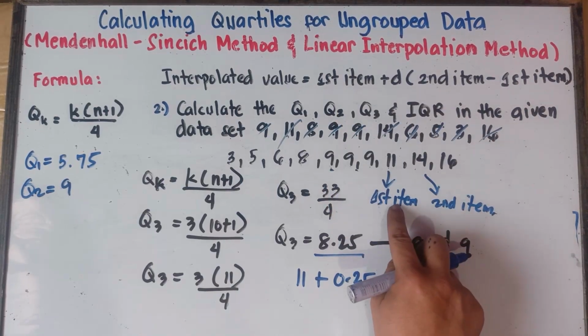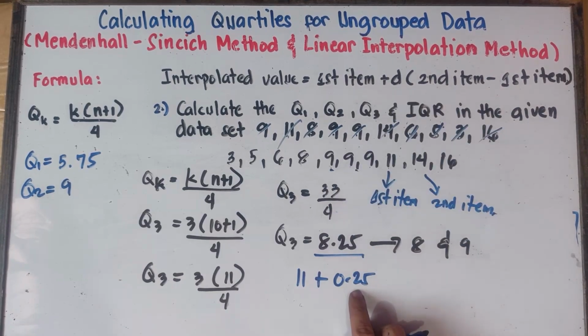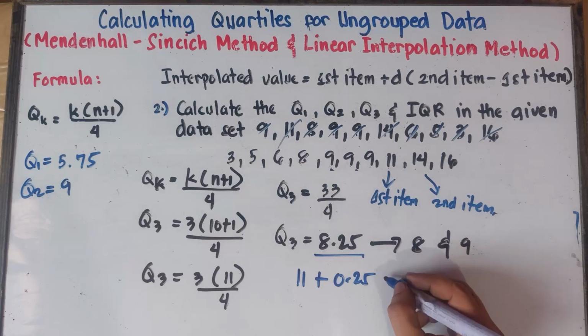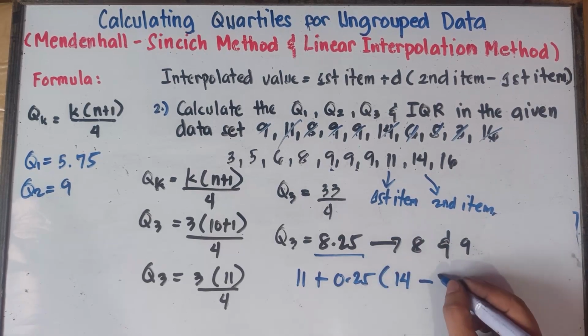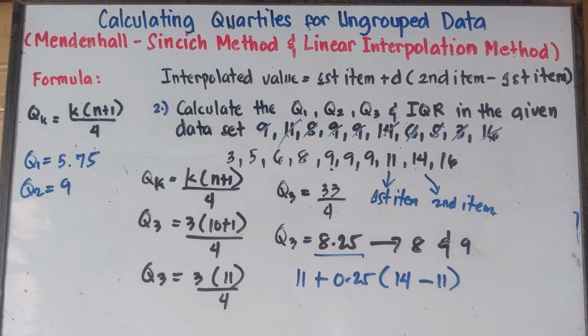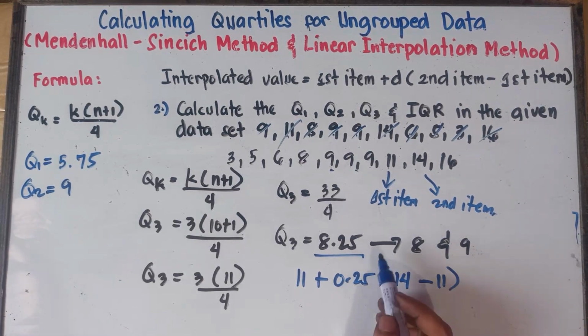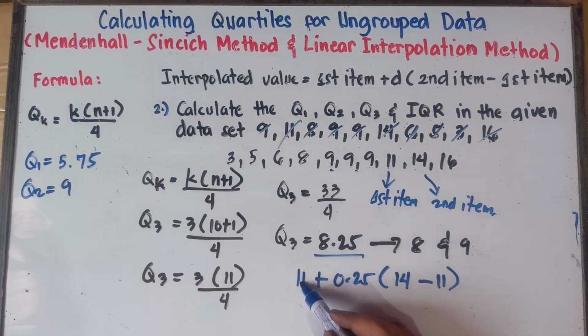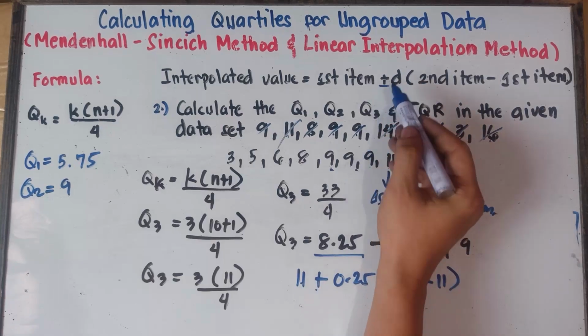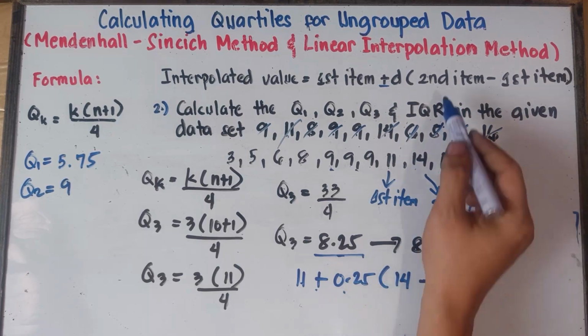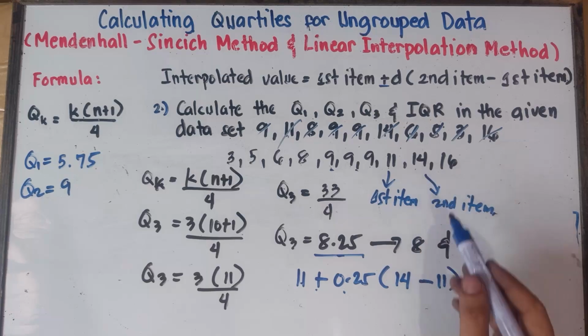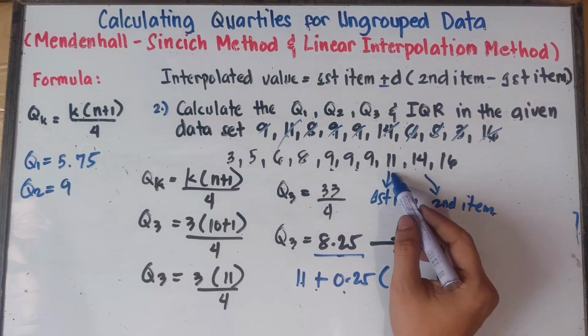11, the first item, plus the decimal. And then the second item, that would be 14. So parenthesis, second item is 14. Minus the first item is 11. Once again, class, do it step by step, class. So first item is 11, plus right here, the decimal 0.25. Parenthesis, second item is 14, this one right here, minus the first item is 11.